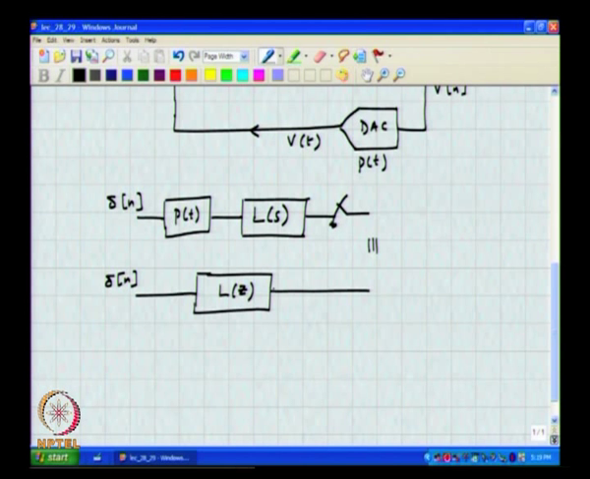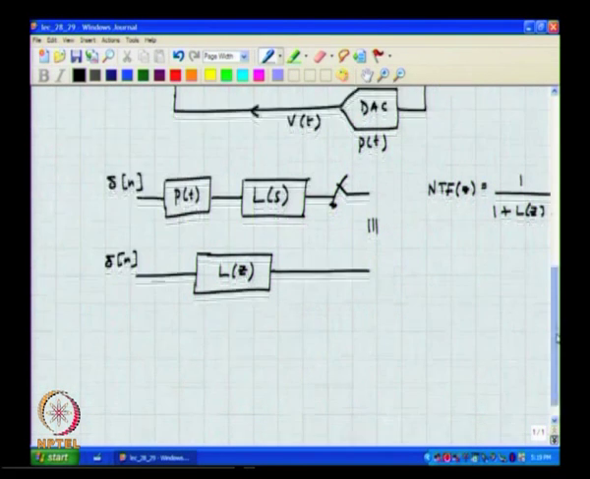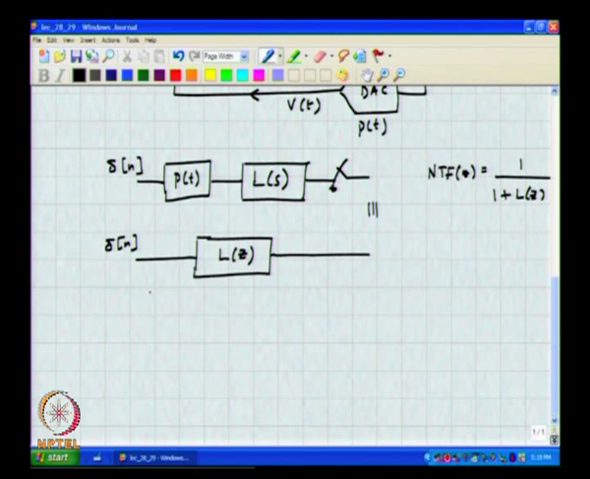where L of z is the discrete time loop filter that one wanted to realize, and L of z is obtained from the noise transfer function. Once you know the noise transfer function, you can determine L of z using the relation NTF of z is 1 by 1 plus L of z. Is this clear? Okay. Now, this is what is called the principle of impulse invariance.